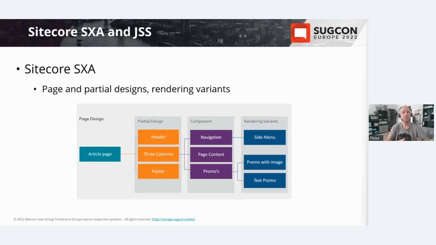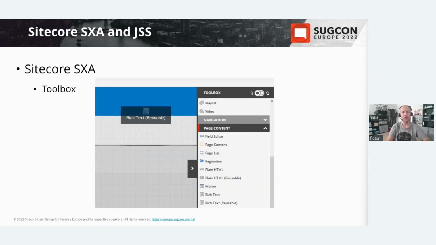With the page designs and partial designs, more or less the content editors are the ones who are preparing this themselves, and they can choose what components they would like to see on which page template. With rendering variants, they even have the possibility to change the generated HTML, which I think is a really cool feature of SXA. Then we have a toolbox where you can more or less drag and drop components or renderings.